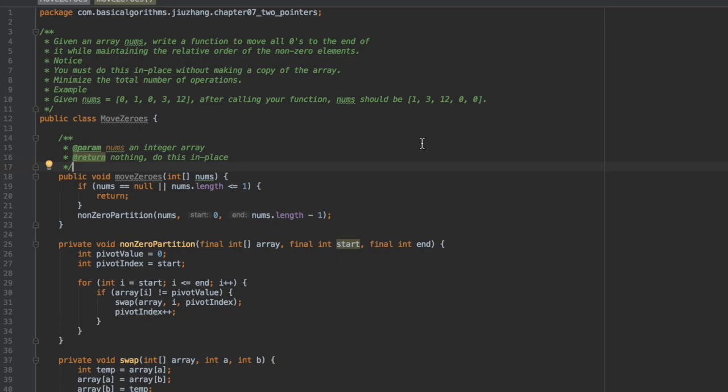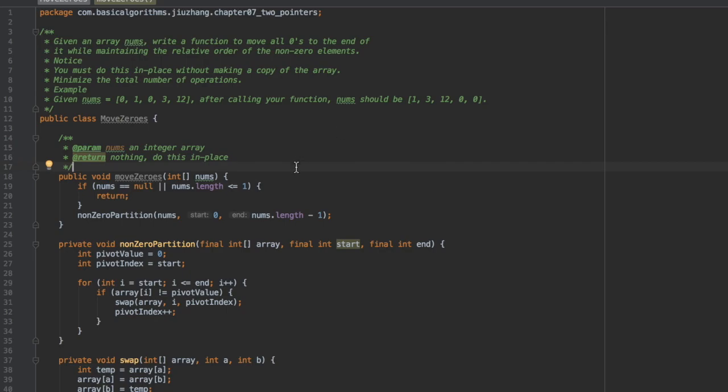So this is very similar to the idea of partition, where remember in partition we have a pivot index, and all the elements on the left side of the pivot index are smaller than the pivot value, and all the elements on the right side of the pivot index are greater than the pivot value.